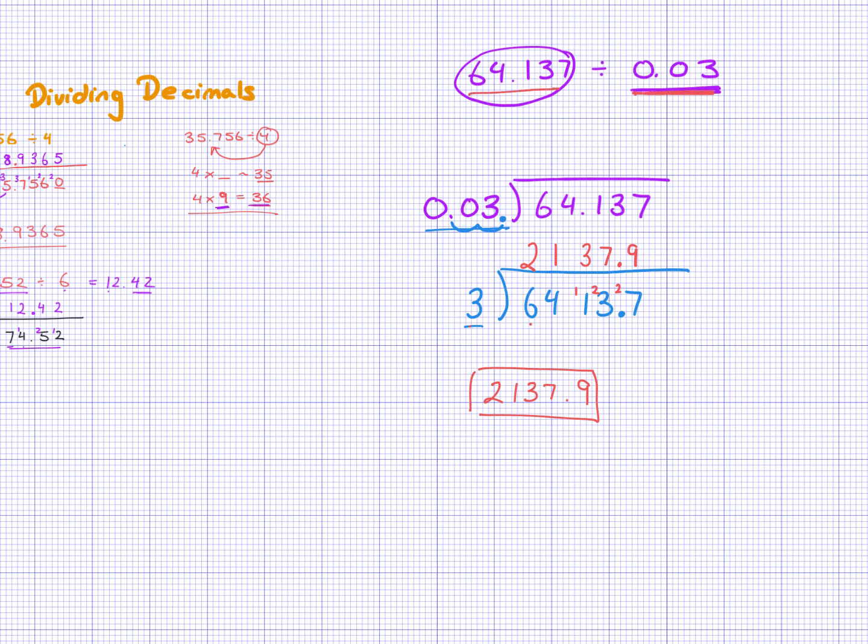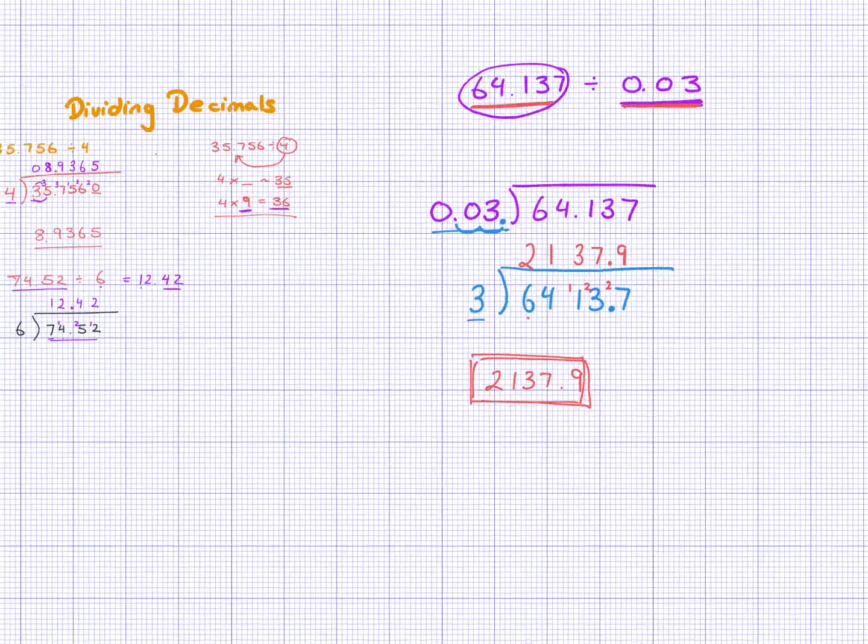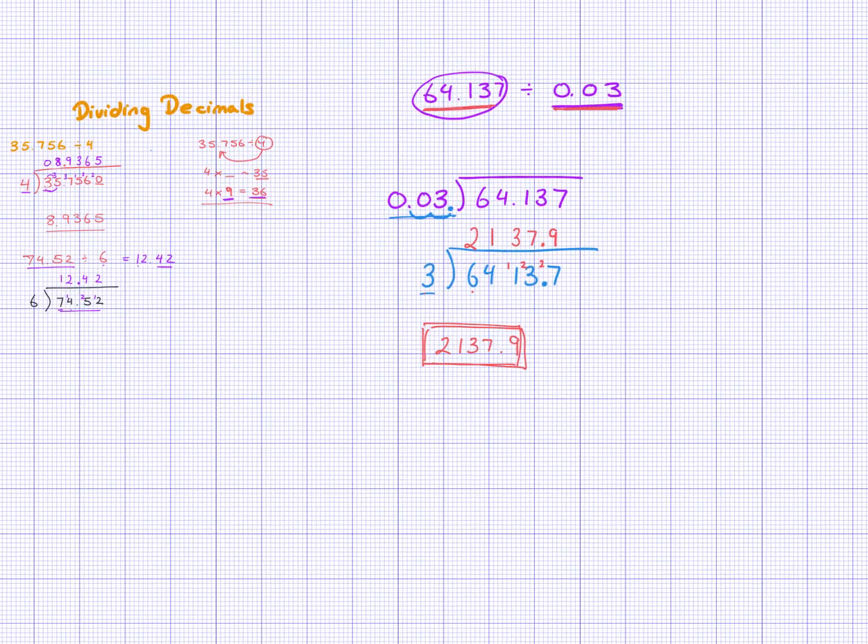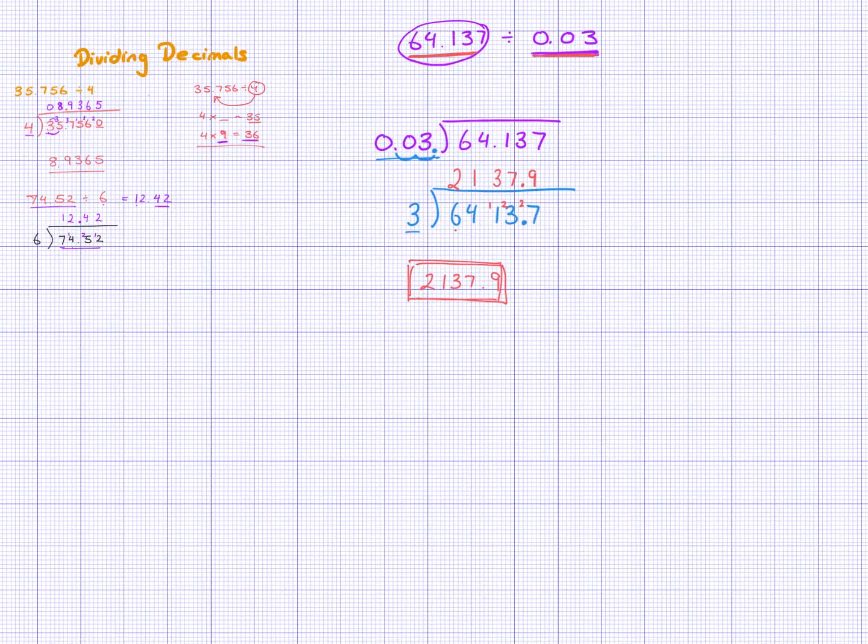Now think back to the very beginning where we talked about how many of those are in this number. And this being a very small number and that being reasonably large, the answer should be quite big, and it is quite big. All right, so keep in mind, we moved the decimal point 2 places here to make the divisor a whole number. We followed suit with the decimal point in the dividend and moved it 2 places also. Okay, so the objective is to make the divisor a whole number and follow suit with the dividend.